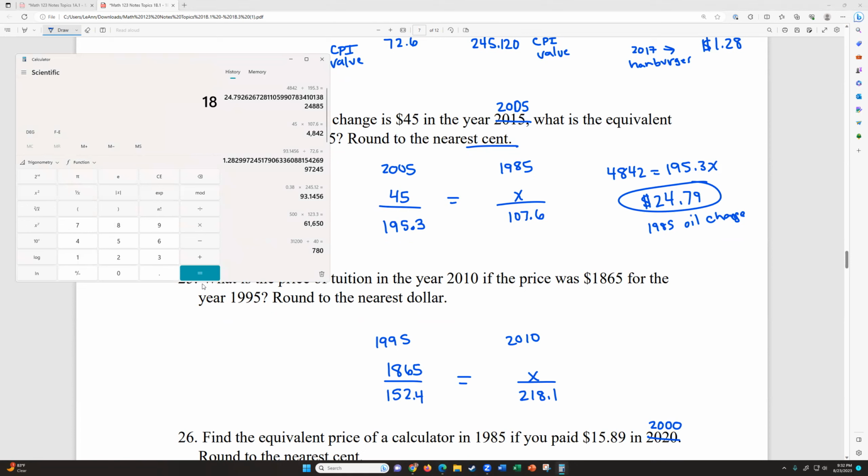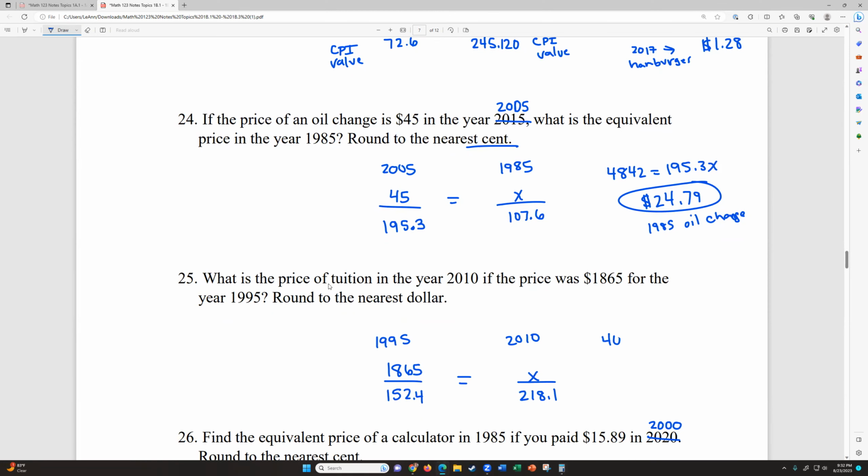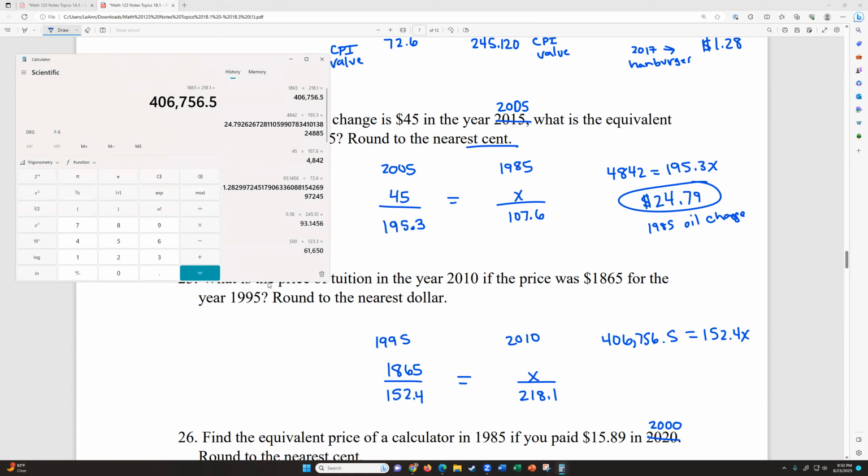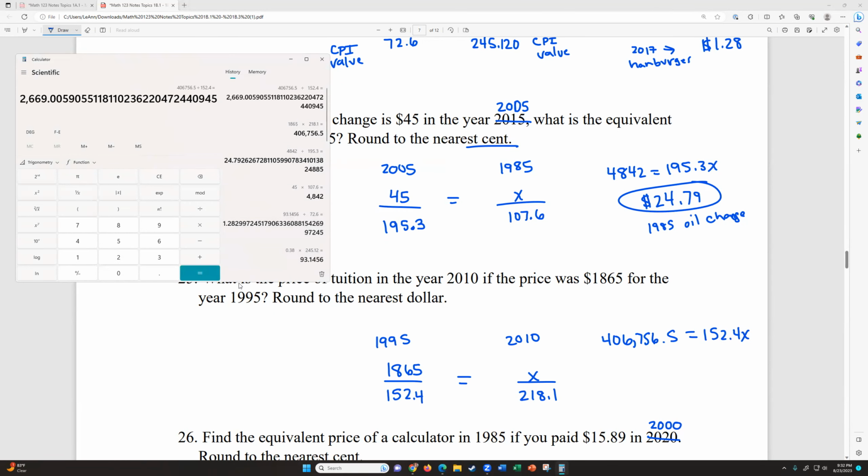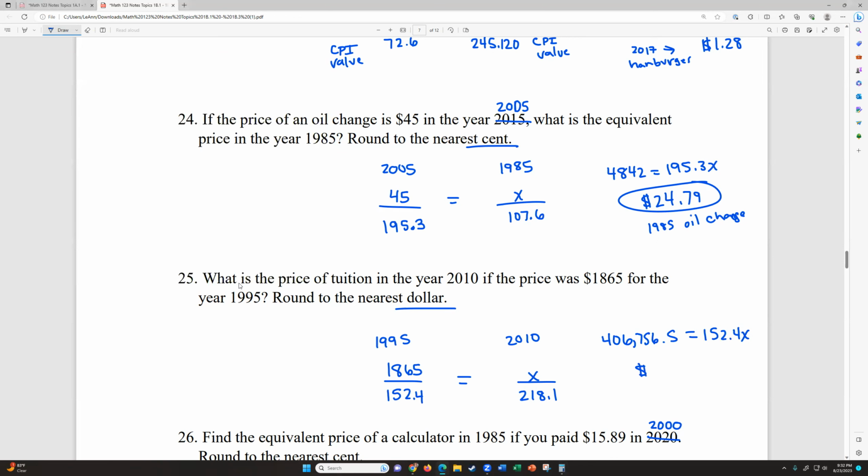Get our calculator handy. 1865 times 218.1. That comes out to 406,756.5. We have to set that equal to our other diagonal part, 152.4x. We'll need to divide the number on the left by the 152.4 to get our x by itself. And that gives me, we're rounding to the nearest dollar, so that's a whole number. So cents is 2 decimal places for money and dollars are whole numbers. So we look at the ones place and we look at the digit right behind it. That's a 0. That's not going to bump it up. So it's 2,669. That would be the tuition in 2010.